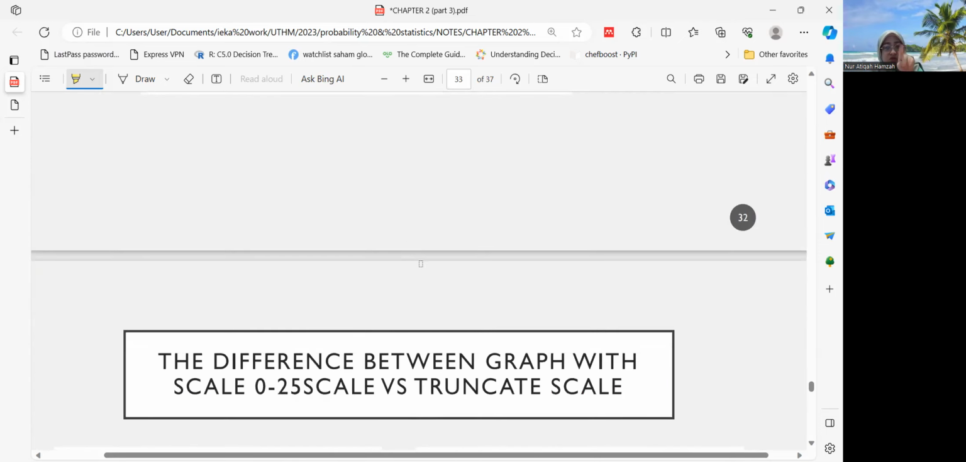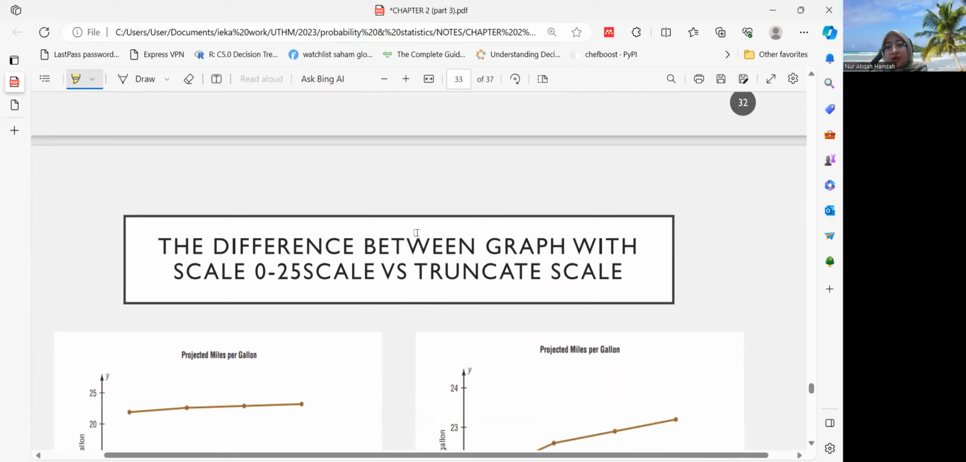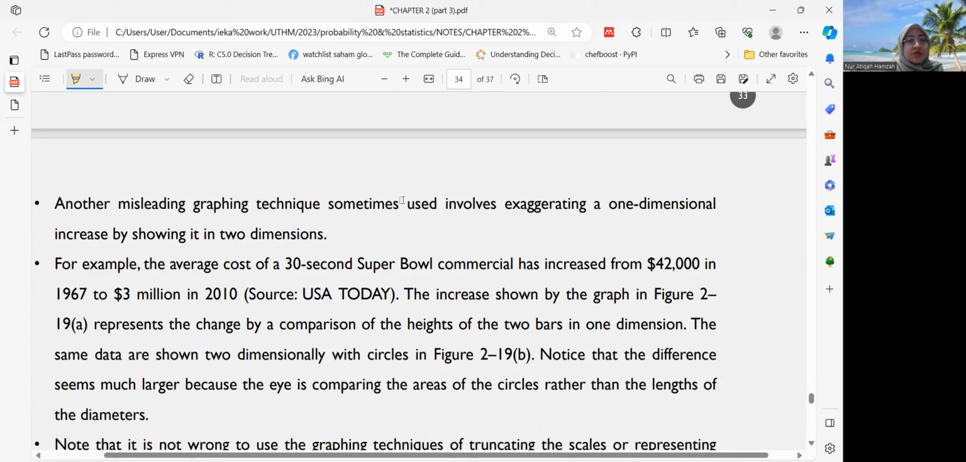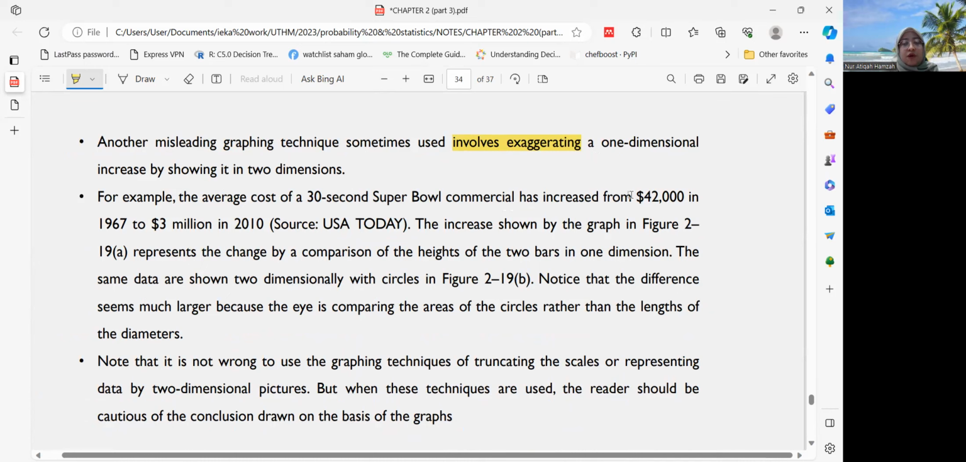Okay, so tadi, the first part is about the truncated scale. So, daripada truncate scale tu, boleh menyebabkan orang salah faham tentang graf yang mereka lihat. So, another misleading graphing technique sometimes involves exaggerating a one-dimensional increase by showing it in two dimensions. For example, the average cost of a 30-second Super Bowl commercial has increased from 42,000 in 1967 to 3 million in 2010. So the increase shown by the graph in figure 2.19a represents the change by a comparison of the height of the two bars in one dimension.